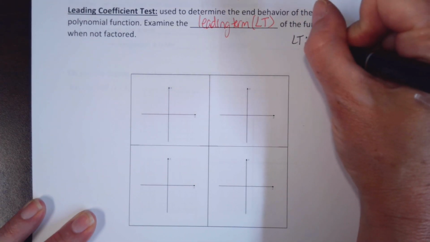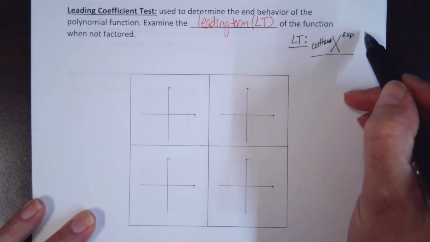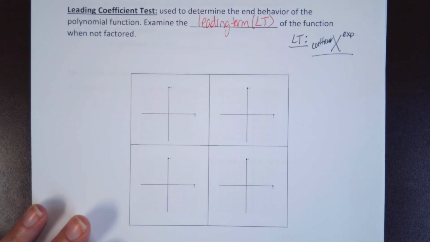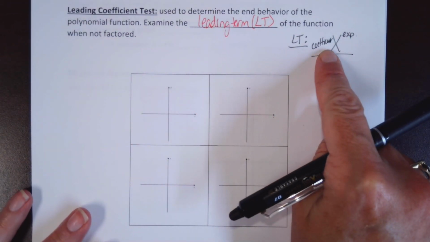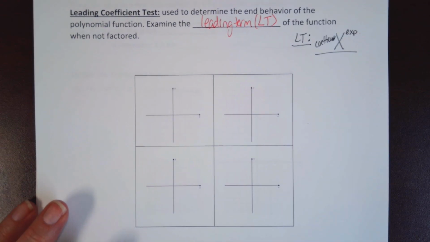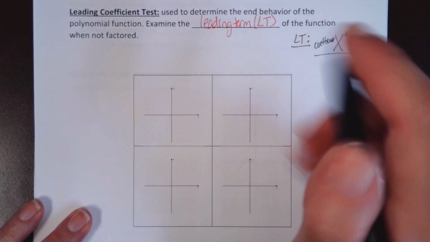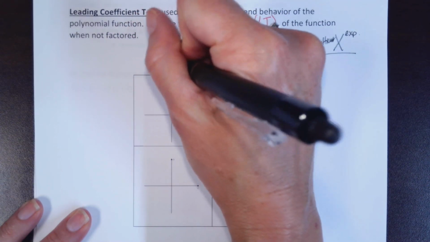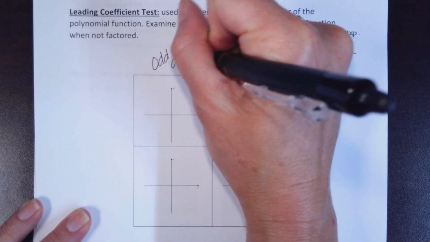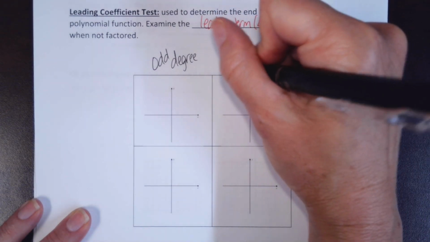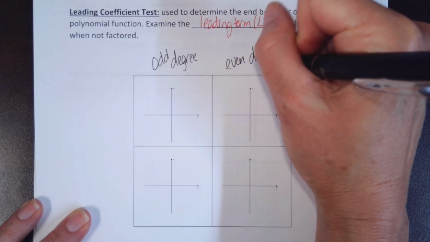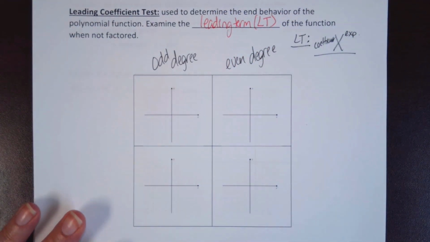So every leading term has a variable raised to an exponent, multiplied by a coefficient. Sometimes that coefficient is just 1, so it doesn't get written down. That degree, that exponent, can be either odd or even. So we can have an odd degree polynomial function, or an even degree polynomial function.